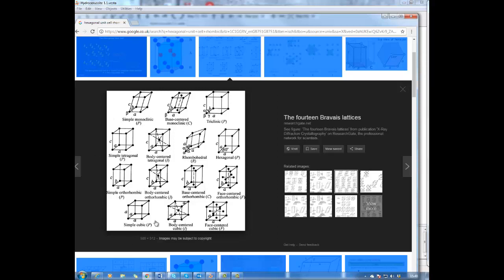The easiest one to talk about is the simple cubic one, which is at the bottom here. That's where all the angles are at 90 degrees and the lengths of all the axes equal each other. Hence it says a, because each axis has the same dimension.